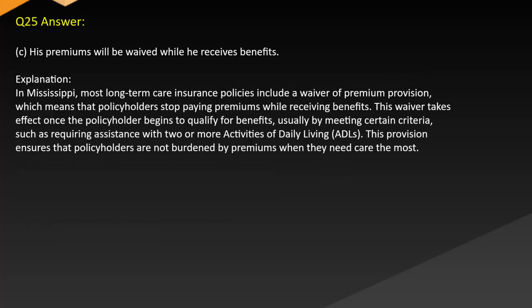Answer: C. His premiums will be waived while he receives benefits. Explanation: in Mississippi, most long-term care insurance policies include a waiver of premium provision, which means that policyholders stop paying premiums while receiving benefits. This waiver takes effect once the policyholder begins to qualify for benefits, usually by meeting certain criteria, such as requiring assistance with 2 or more activities of daily living. This provision ensures that policyholders are not burdened by premiums when they need care the most.